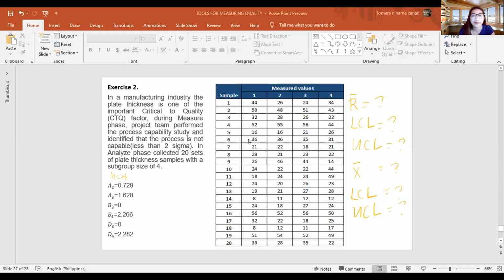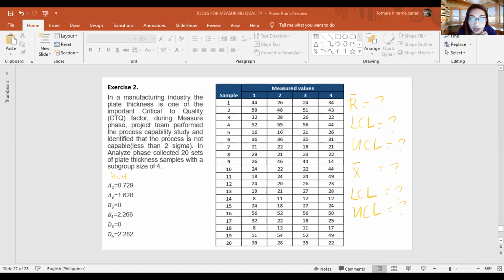Okay, this one. How many samples do we have? Type in the chat box, or you can unmute yourselves. I want to hear your voices. How many samples do we have? Unmute yourselves. How many samples? 20, 20, ma'am. 20. How many observations?